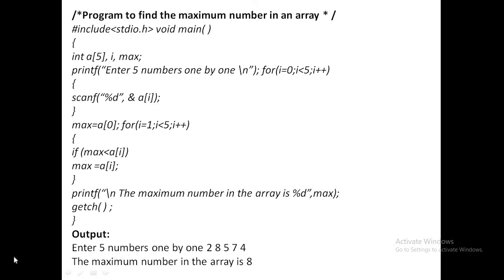In this example we are taking 5 numbers, as the size of the array is 5: 2, 8, 5, 7 and 4. Among these, 8 is the largest or maximum number, and that is displayed as output.